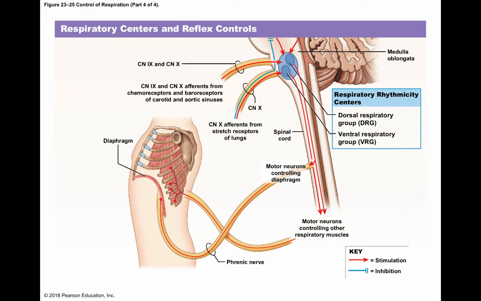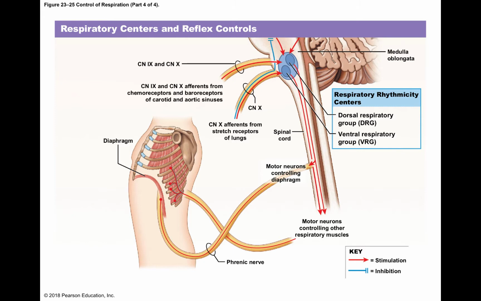Dorsal and ventral. The dorsal respiratory group is going to control the rhythm of your breathing when you're just at rest. When you're just resting, quietly breathing, the dorsal respiratory group is going to control your rhythm of breathing. So if that's destroyed, you cannot breathe on your own.